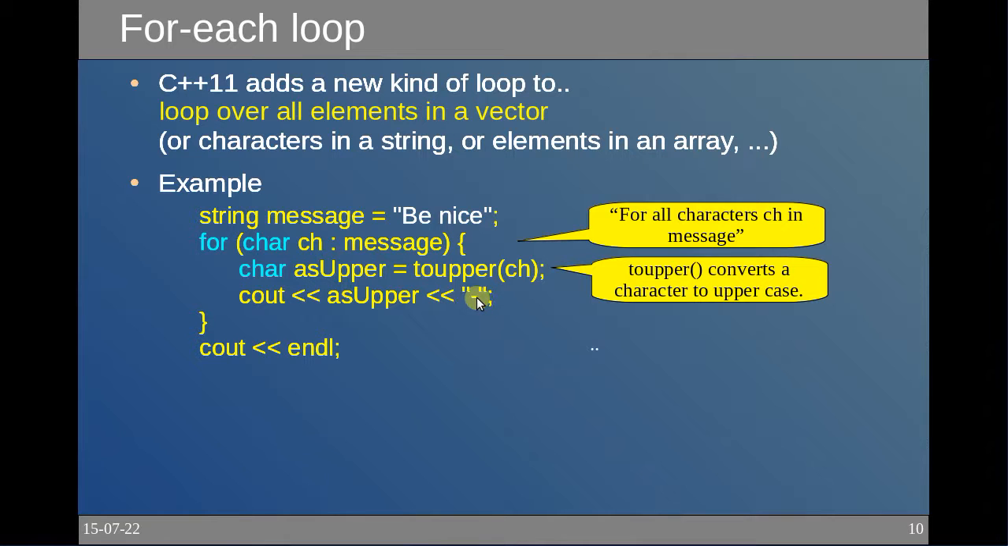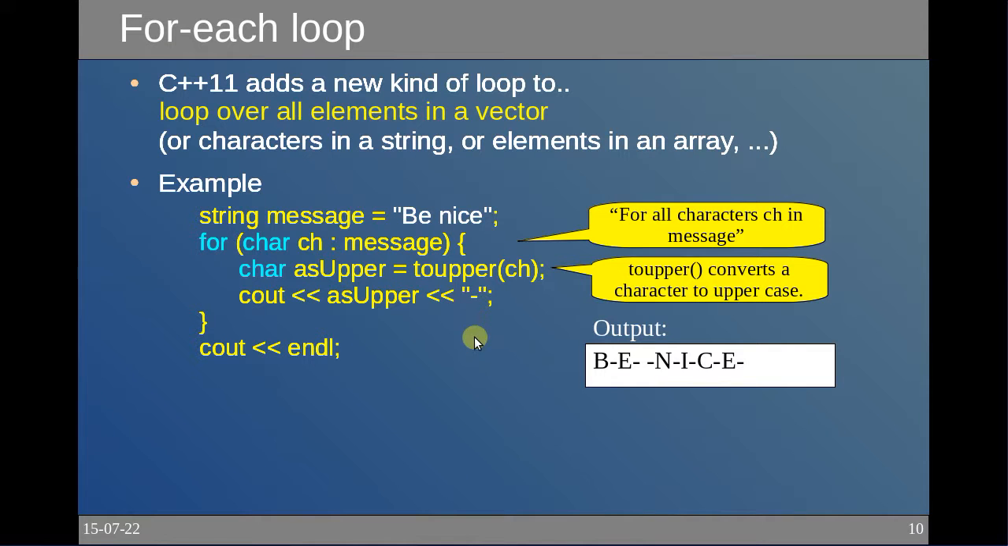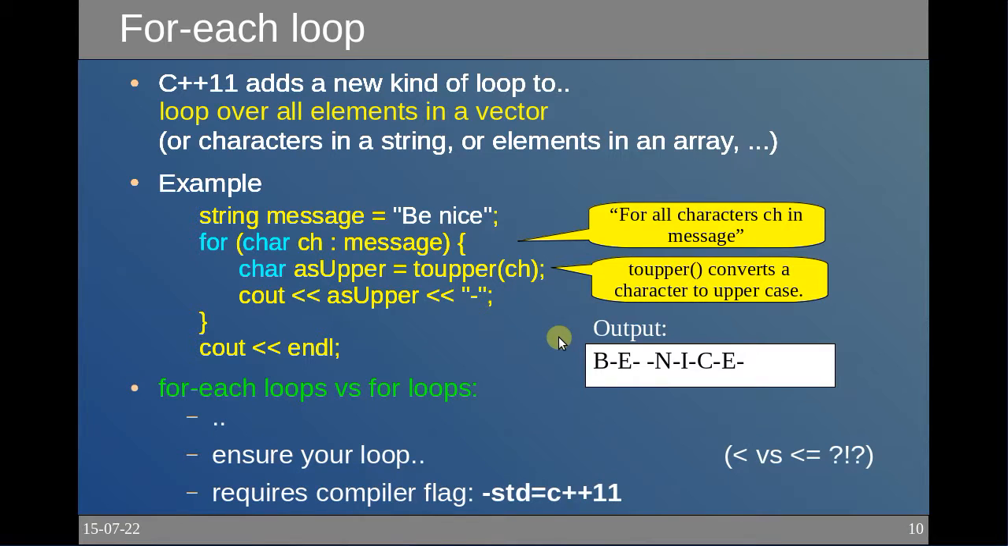So effectively, I'm going to take some sort of message and make it look like the user's kind of yelling. So here, when I run the program, I take be nice, and I end up with be nice all in caps with a few extra dashes. Now, I totally could have written that with for i equals 0 and so forth, but there's some advantages to using this for each loop. So what are the advantages over a normal for loop? Well, the first one is that it eliminates the index variable.